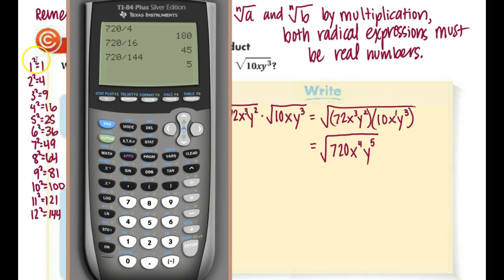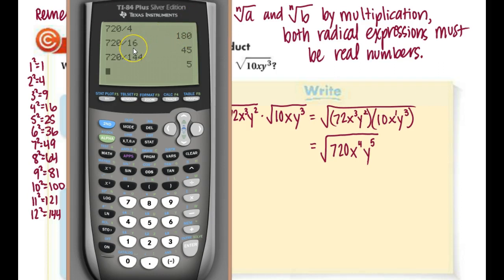So I wrote down the first 12 perfect squares, and I just tested out on my calculator different perfect square factors. And of course we want to choose the biggest one, because then we can do less simplifying after. So I tried 4, because I knew it was an even number. I got 180 when I divided by 4. I know that 4 goes into 180, so that means there's a bigger perfect square factor of 720.